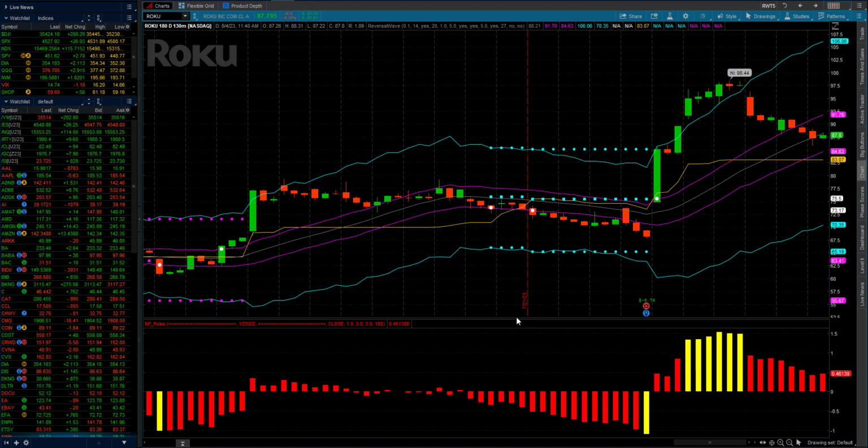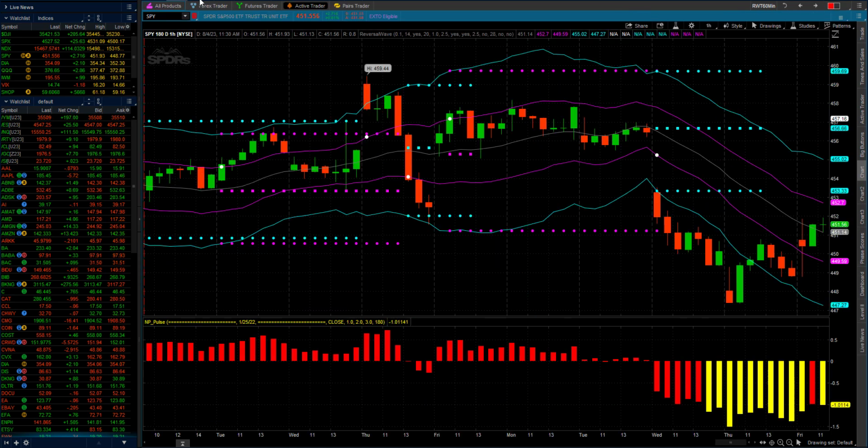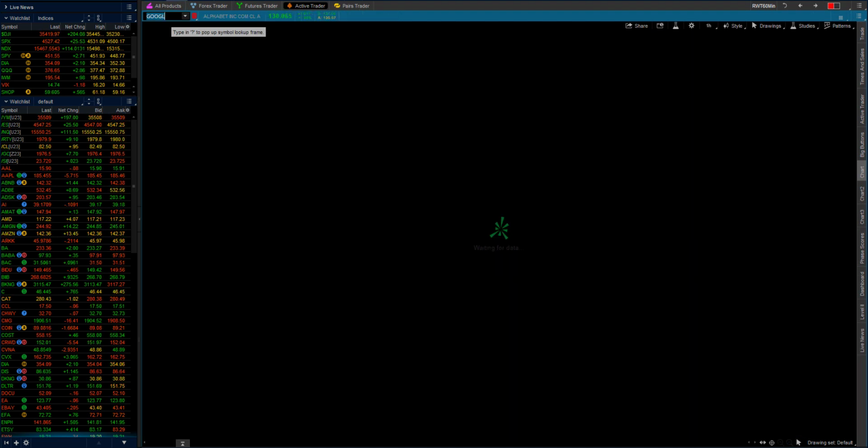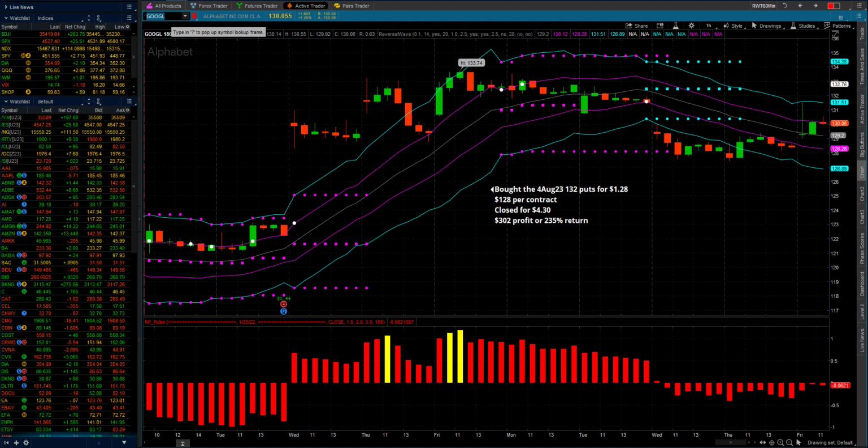Now, I wanted to show these two trades because the Google trade was using our active trader mode. It's a brand new approach that we're using with the Reversal Wave Trader program. It's utilizing the 60-minute chart to look for very short-term moves back and forth. We're not looking to hold positions for any length of time. We're looking to get in and out, in most cases, between 1 and 3 days.